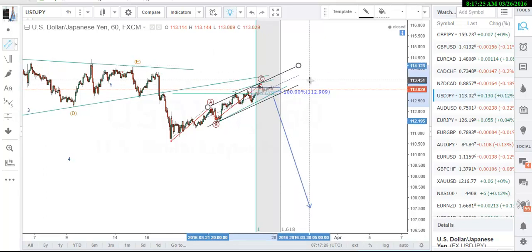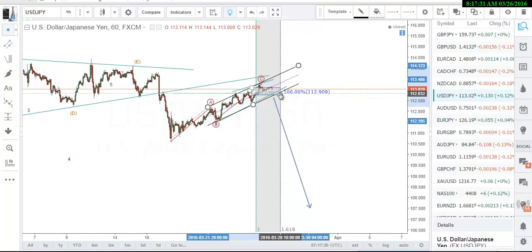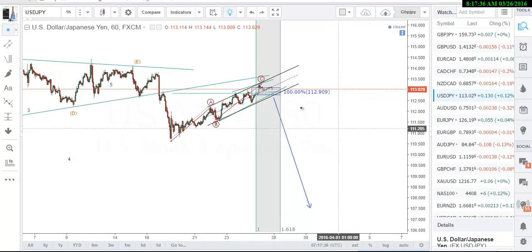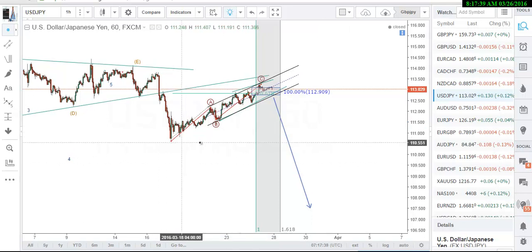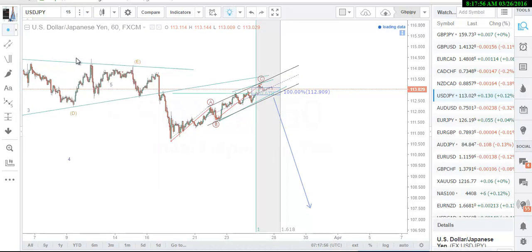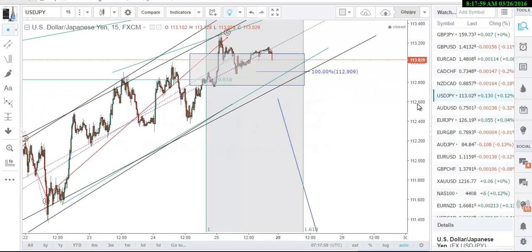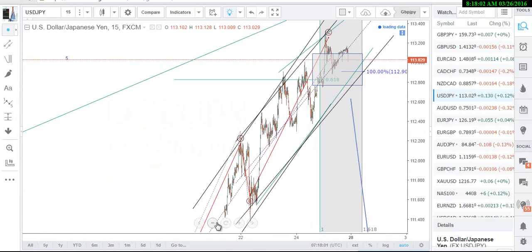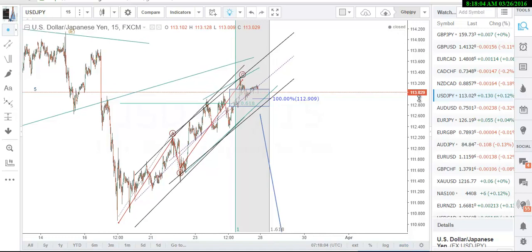If price could break below the channel line, a break below this channel line will give us more confidence in the bearishness of the UJ, which could actually take price below here. So there's an ABC structure taking price below this level. If price could break below the channel line here, this particular level that we've also highlighted, then that means the UJ could be moving downside in the coming weeks. So that is it about the UJ.